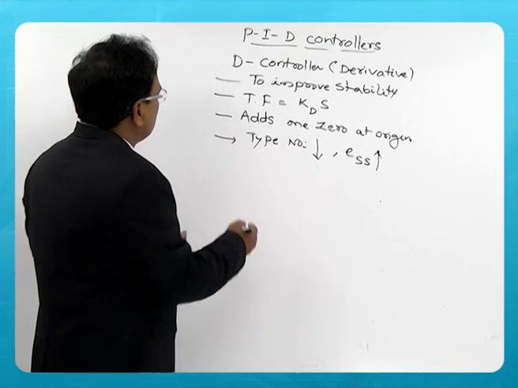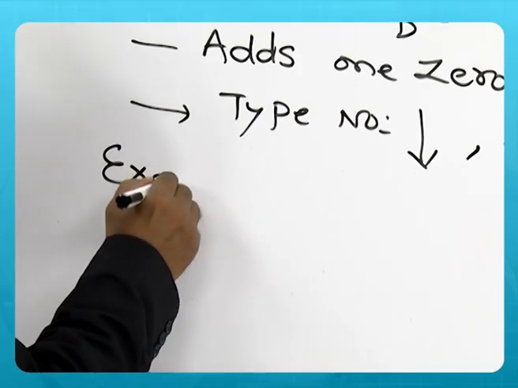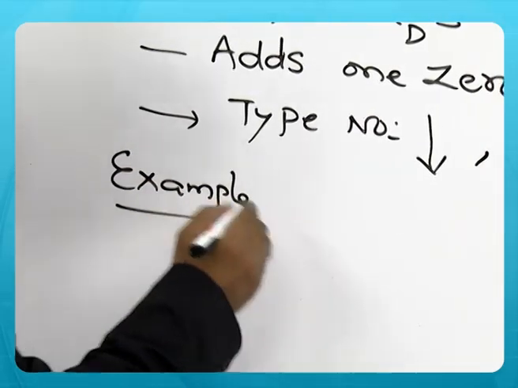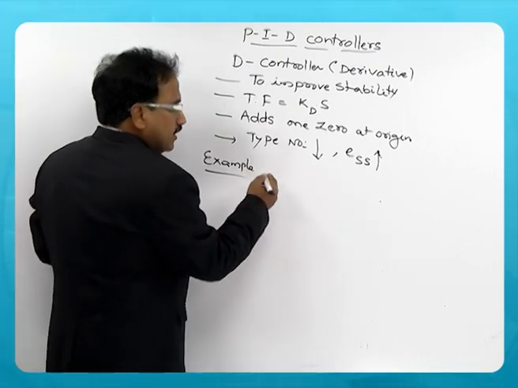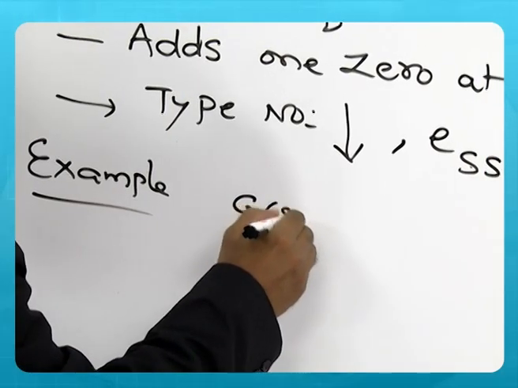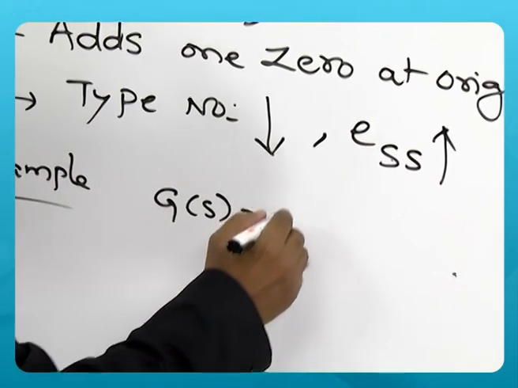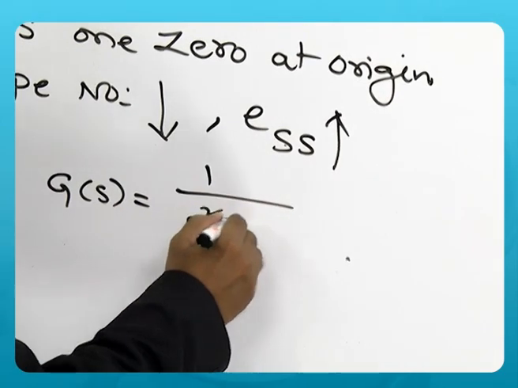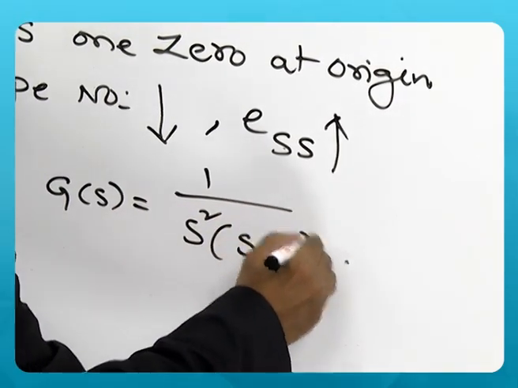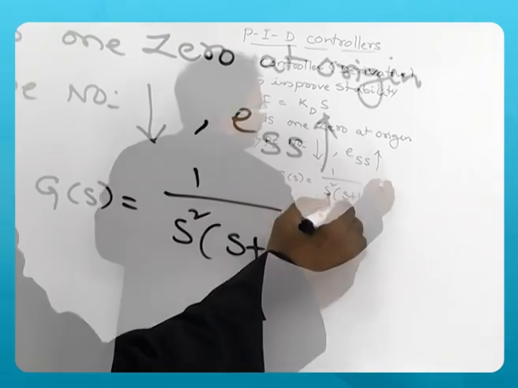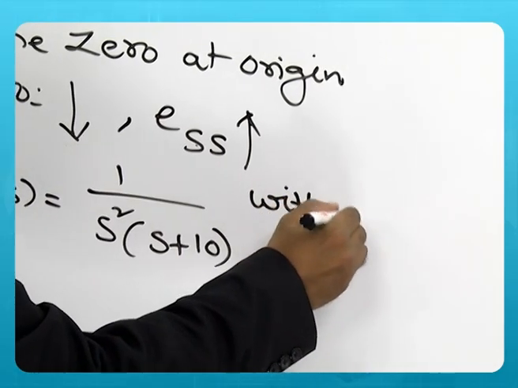So let us consider the example that G of s of the system is given by 1 by s square into s plus 10. This is without controller.